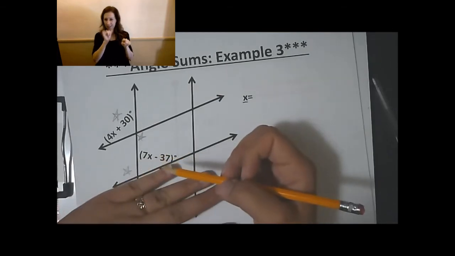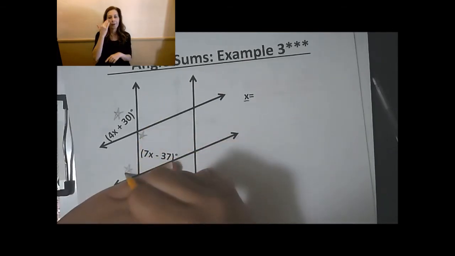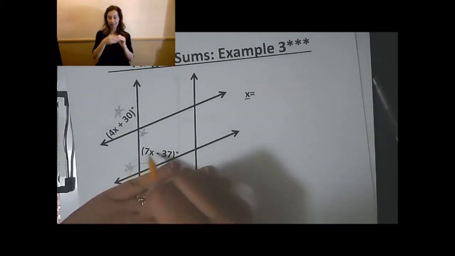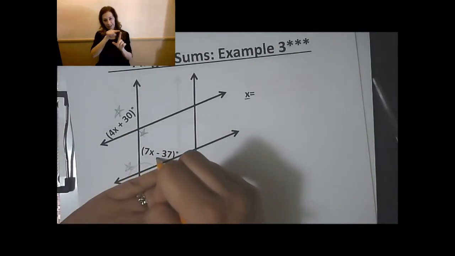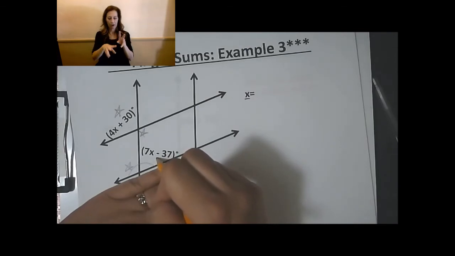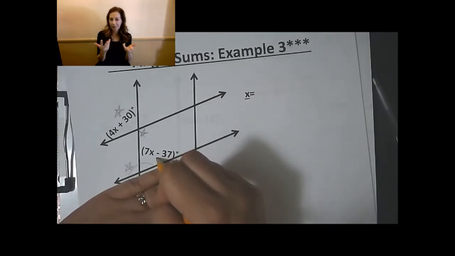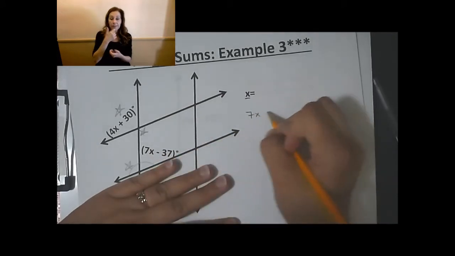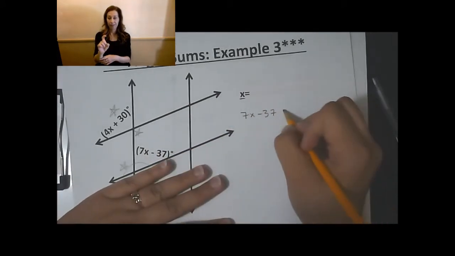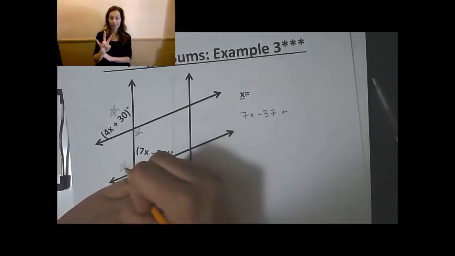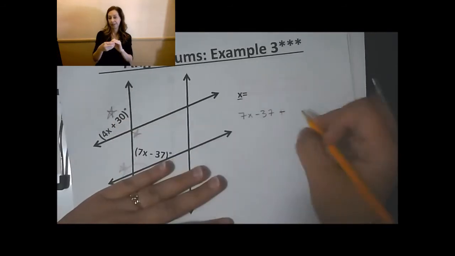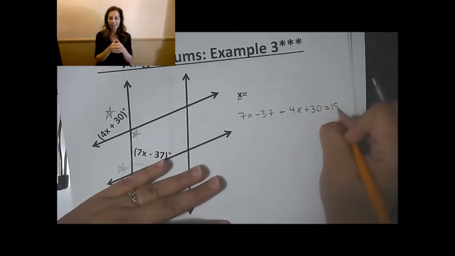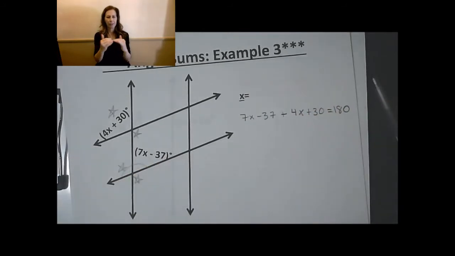But I know if I do the star plus this angle, the star plus this equation, they should add up to what? 180 degrees. So if I say this equation, 7x minus 37 plus the star, which is this equation, that should equal 180 degrees.